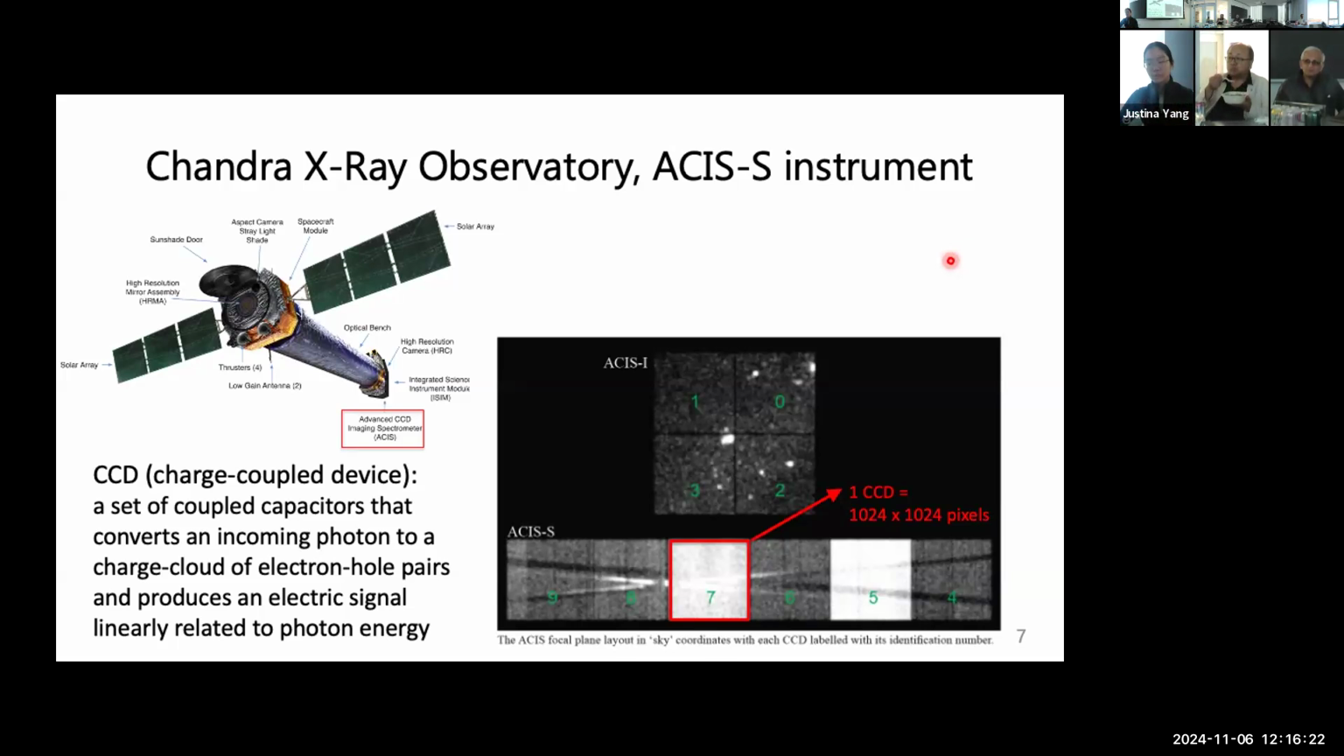So the different chips in this detector have different properties. I'm focusing on ACIS-S. So in all of the data generation that I talk about, I'm going to be focusing on this particular region in the red box of the detector.